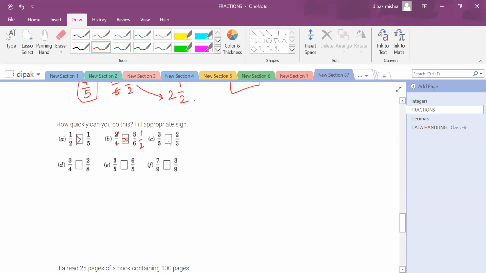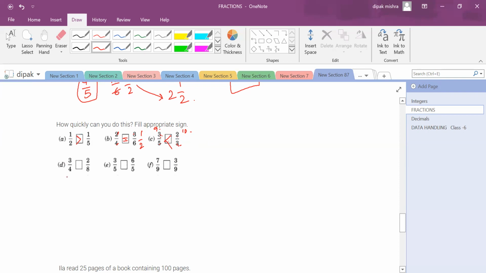3 by 5 and 2 over 3. How will you do this question? Is 3 over 5 more or is 2 by 3 more? So if you know one rule, you cross multiply it. So 3 times 3 is 9, 5 times 2 is 10. So 9 is less than 10. So which means 3 by 5 is less than 2 by 3, right? Because the question is asking how quickly can you do this? You can do it like this also: you cross multiply the numbers, and whichever number is more, that fraction will be more, right?